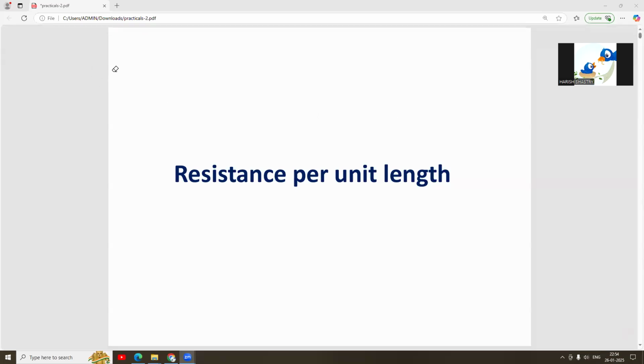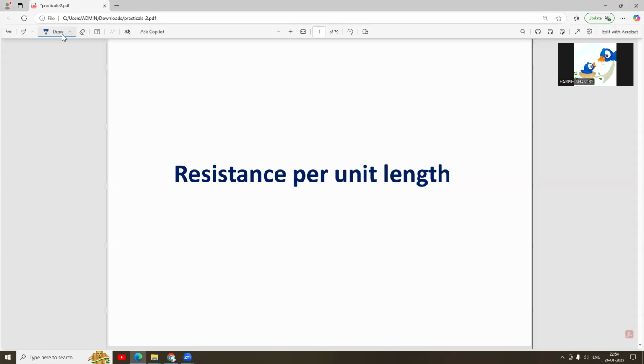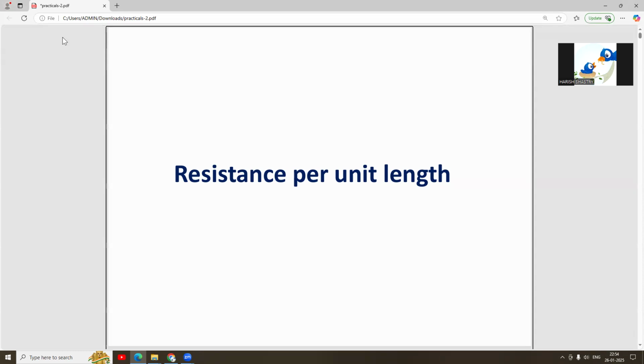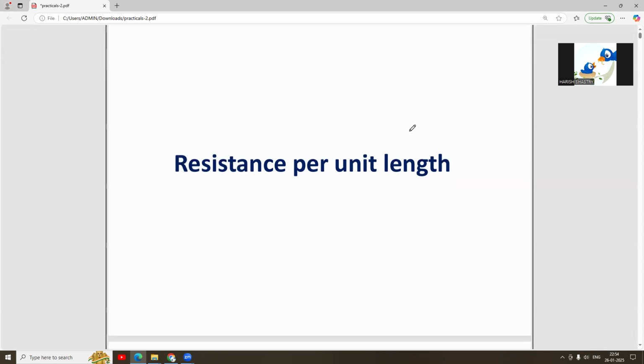Namaste students. Now we will discuss some of the important points that you have to remember while entering the practical exam hall. We'll start from resistance per unit length and resistivity of the material of a wire.